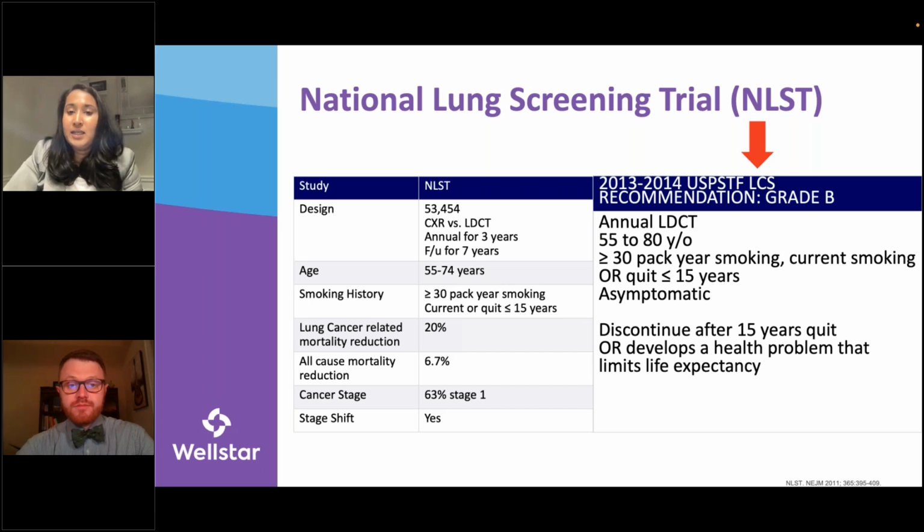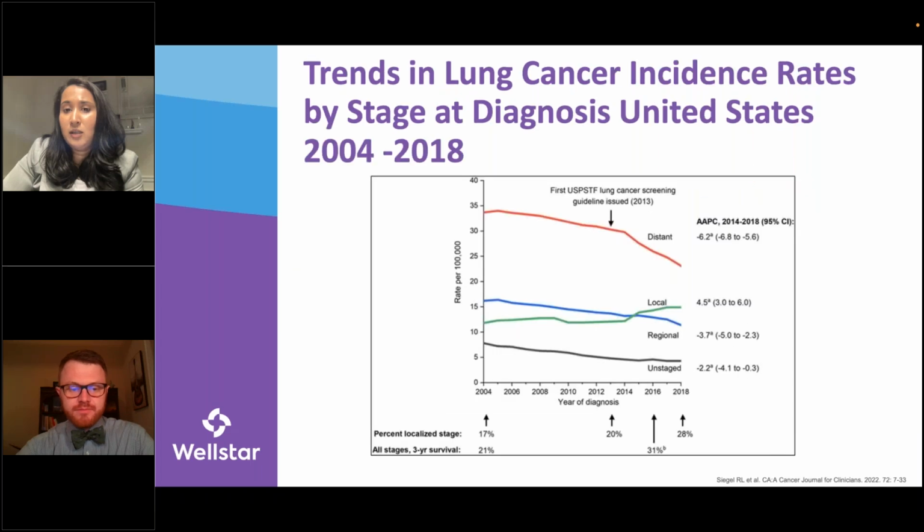Now, one thing interestingly that the USPSTF mentioned in these guidelines was that if patients had a health problem that limited their life expectancy sooner than the diagnosis of lung cancer, then those patients didn't necessarily need to be enrolled in the lung cancer screening program. Or patients that had quit smoking after their 15 years did not necessarily need to be enrolled in lung cancer screening. So this was the first iteration of the guidelines that came out of the NLST trial.